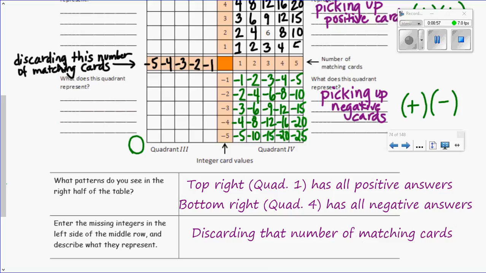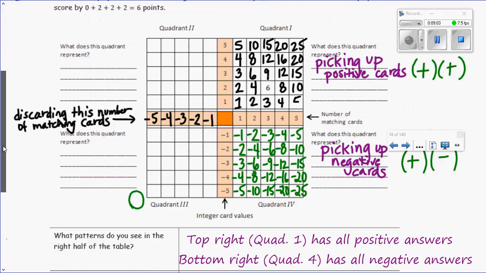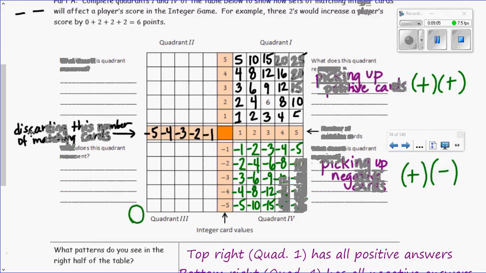I'm not going to flip the page because we're going right back to page 68. So we're going to fill in quadrant 2. Here's quadrant 2. That means I'm discarding either 1 positive 1, or I'm discarding 2 positive 1s, I'm discarding 3 positive 1s. So we're getting rid of these positive cards. What happens to our score when we get rid of positive cards? It's going to go down.